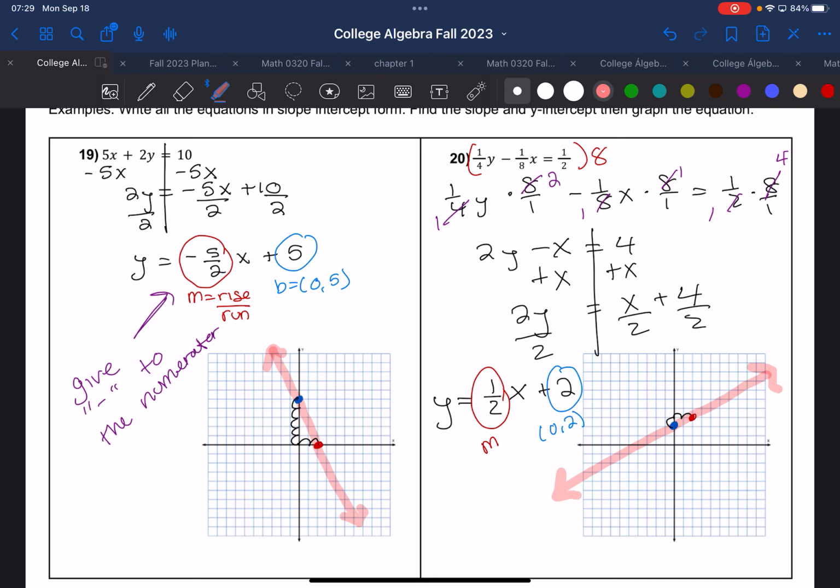Okay, any questions on 19 or 20? Excuse me.